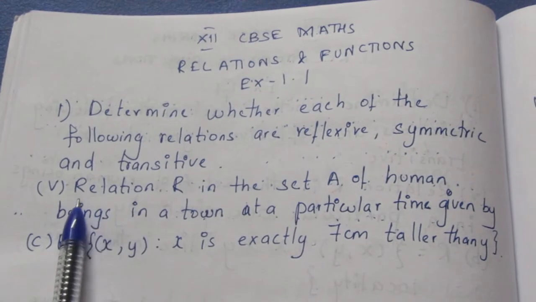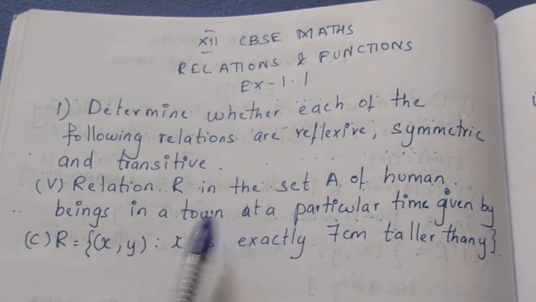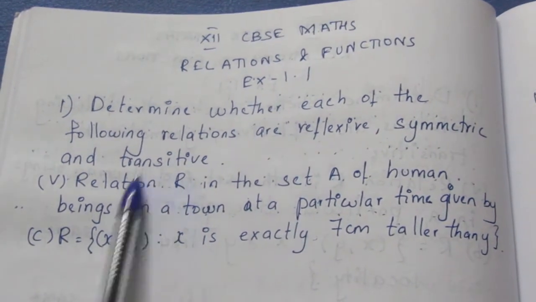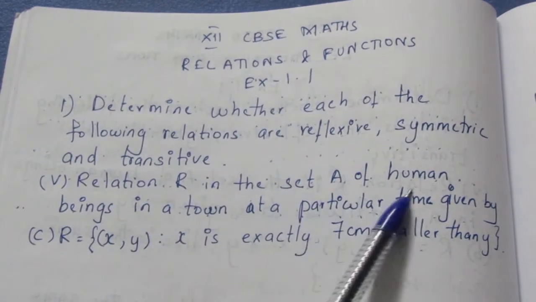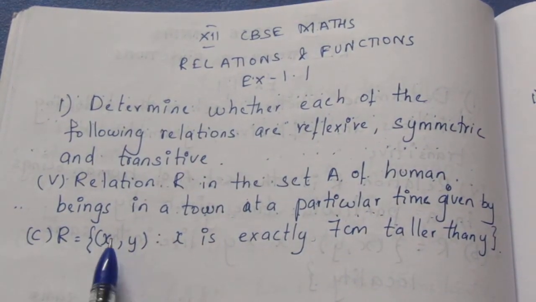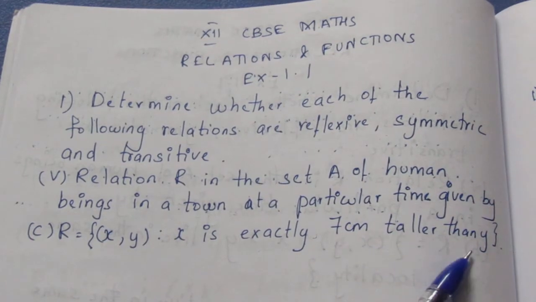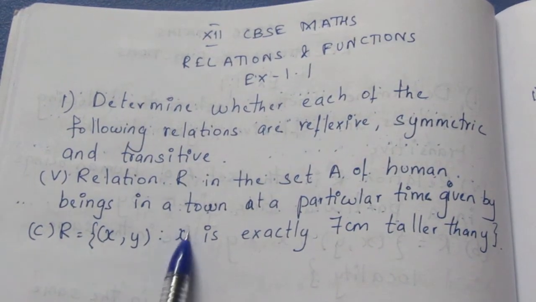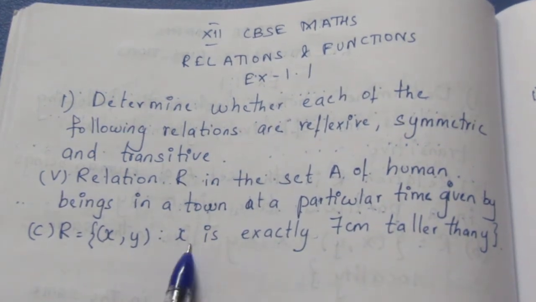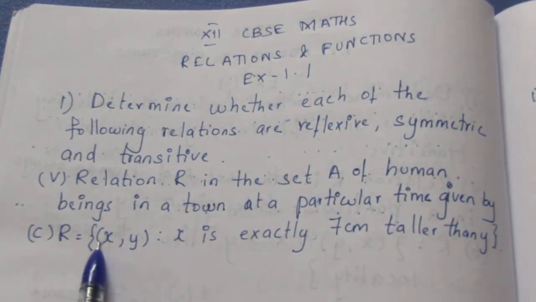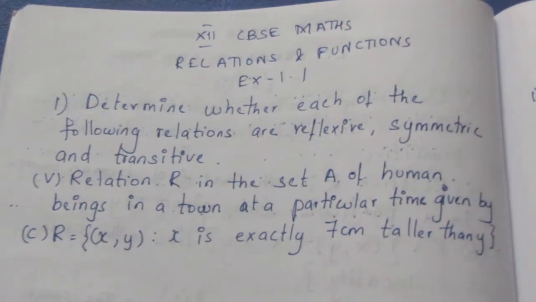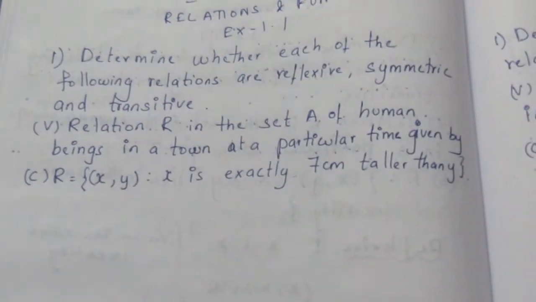Here in the 5th subdivision, they have given relation R in the set A of human beings in a town at a particular time, given by: relation R, where set A is human beings. Here the relation is given by (x, y): x is exactly 7 cm taller than y. So x is greater than y by 7 cm. That is, the first one is taller than the second one by 7 cm. Now, let's start with the reflexive.